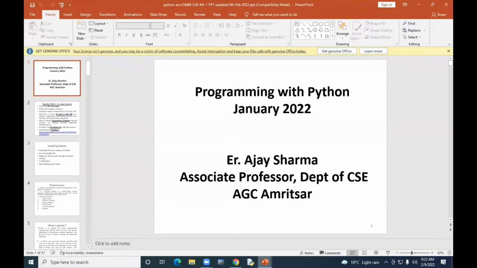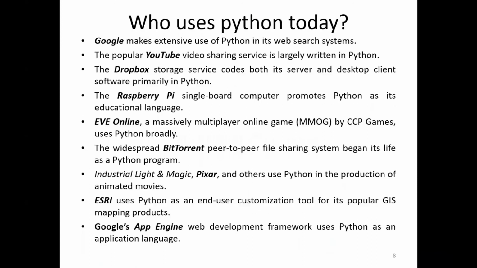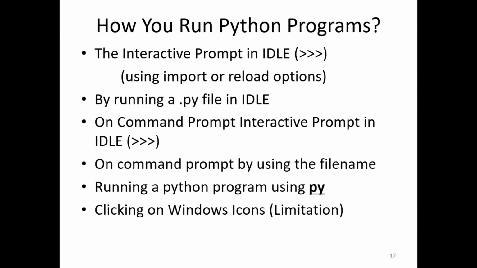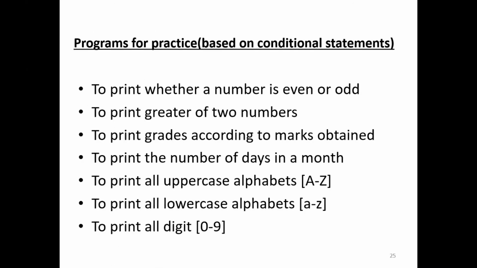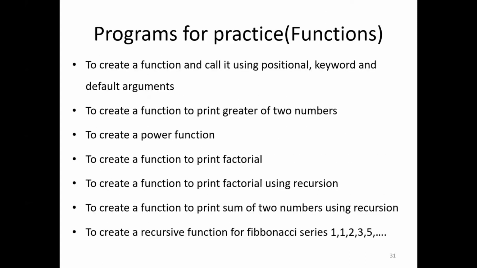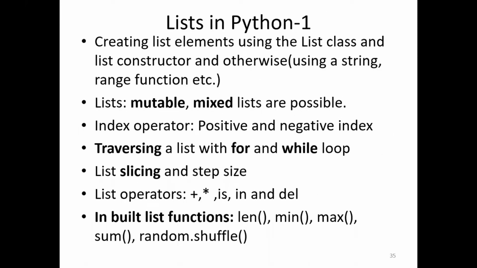In today's session, we are going to discuss lists in Python. So what is a list? Basically, a list is a sequence of items enclosed in square brackets. In Python, a list is a sequence of items enclosed in square brackets.